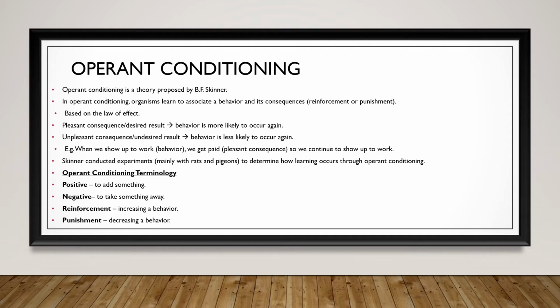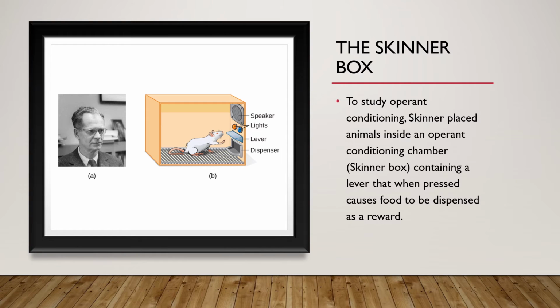It has nothing to do with whether it's good or bad. We just need to think about whether or not something is being removed. Reinforcement is where we see an increase in behavior, and punishment is where we see a decrease in behavior. We'll come back to each of these in a moment so you can understand how we put these together.